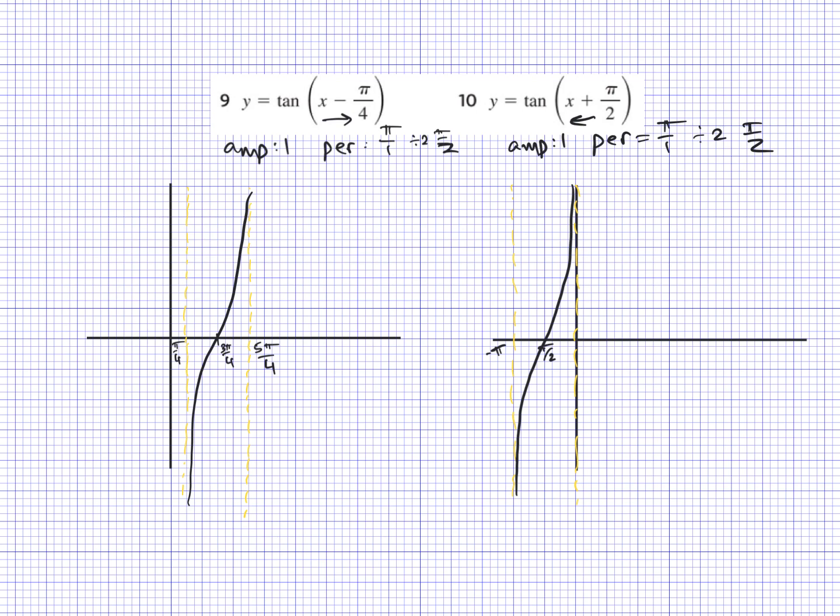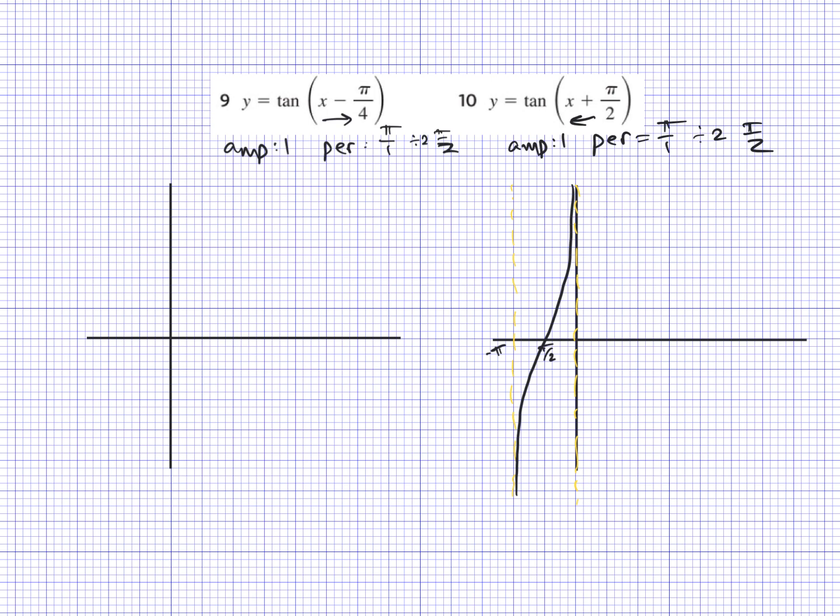All right, number 9, back to tangent. Now we're shifting to the right by pi over 4. Your period is pi, and you divide it by 2, you still have a pi over 2 value here. All right, so we're going to shift to the right by pi over 4. And for some reason, I drew the cotangent on this one. So I'm going to erase this whole thing and do this part over. So we'll just do this.